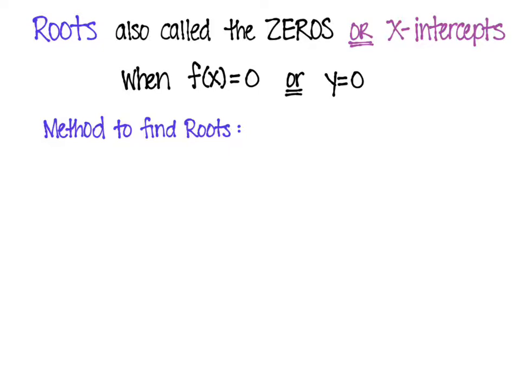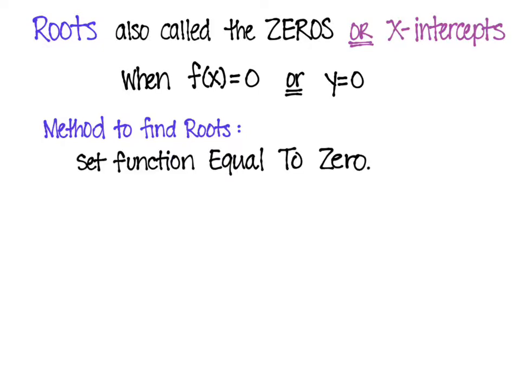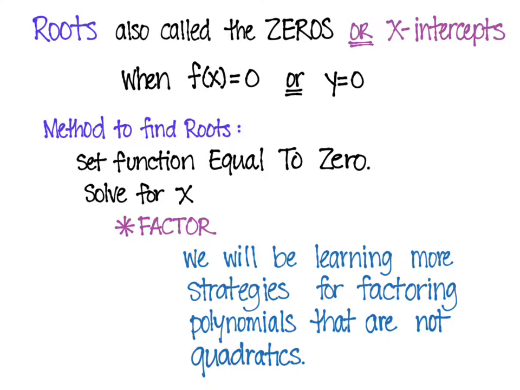The method to find the roots is to set the function equal to 0 and solve for x. Well, that's easier said than done. Sometimes we have to learn methods, and the main method is to factor. Well, we've been factoring lots of quadratics, so we've got many different skills and techniques to do that. And what we're going to be doing in tomorrow's lesson and future lessons is finding new strategies of factoring higher degree polynomials, the cubic and the quartic and the quintic. How do we factor those kinds of polynomials? And that's what we're going to learn.